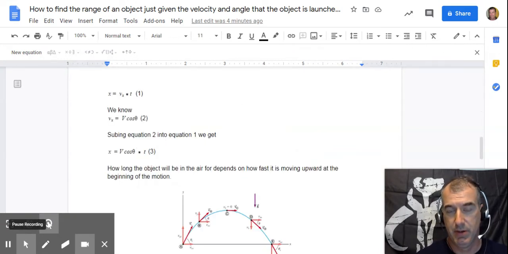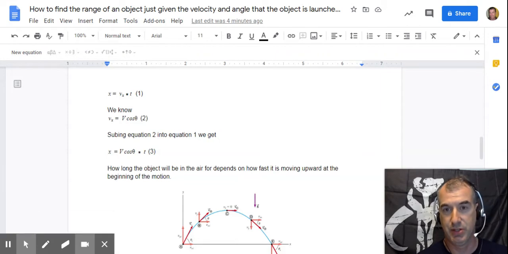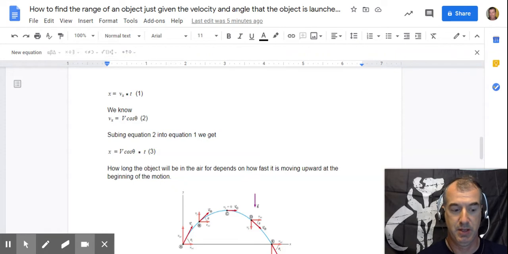To figure out the horizontal range, or the x value, we simply take the velocity in the x direction and multiply it by the time in the air, just like if it was moving at a constant velocity, because it is. We know that the velocity in the x direction is just the initial velocity multiplied by the cosine of the angle given in the previous diagram. To start off, I'm going to take equation number 2 and substitute it into equation number 1. So the horizontal range is just going to be the initial velocity we throw it at multiplied by the cosine of theta multiplied by the time that it's in the air.